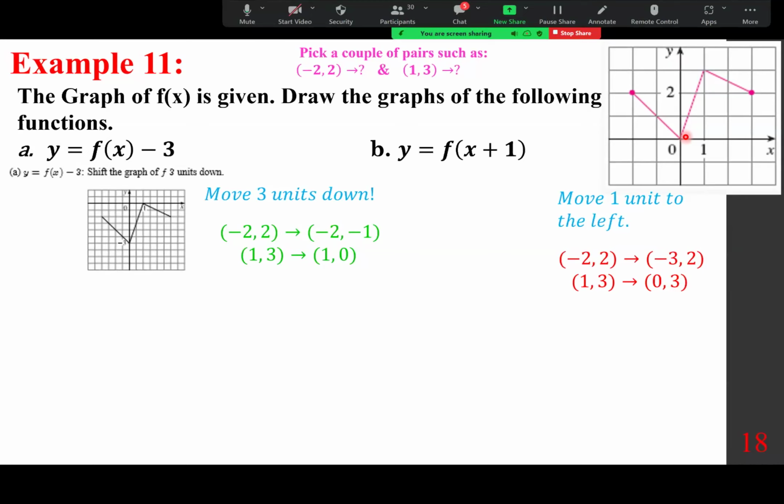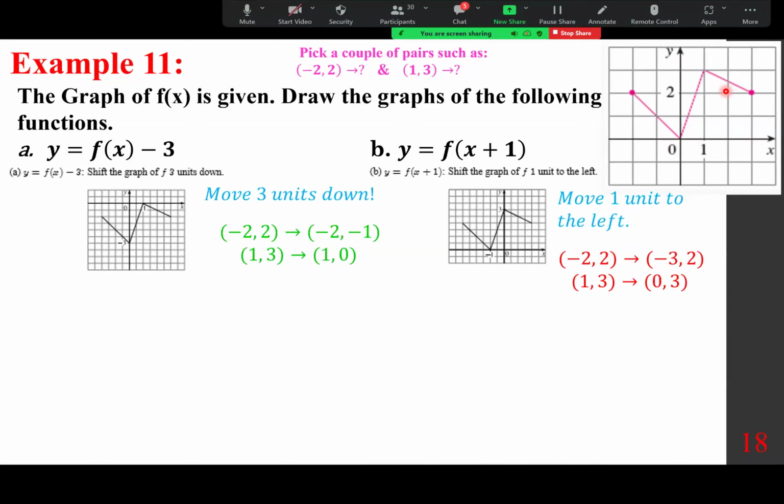Just for the sake of argument, this is 0, 0. Becomes -1, 0. Again, this is 3, 2, becomes 2, 2. And that's the graph. All right.